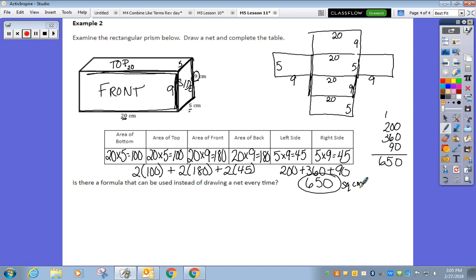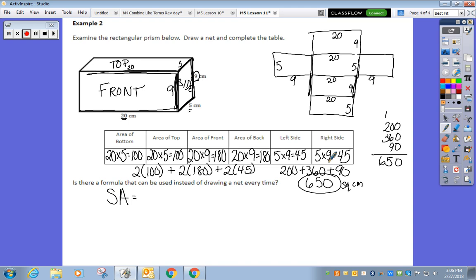All right, so is there a formula that can be used instead of drawing a net every time? And with a rectangular prism, there actually is. So if you notice, what we did is to find our surface area, which we would write as SA, we took the area of the bottom and multiplied it by 2 because there's a top and a bottom. We took the area of the front and the back. We multiplied that area by 2 because there's a front and a back.